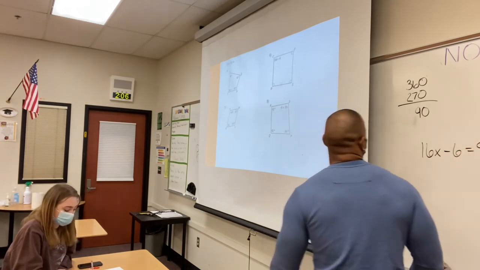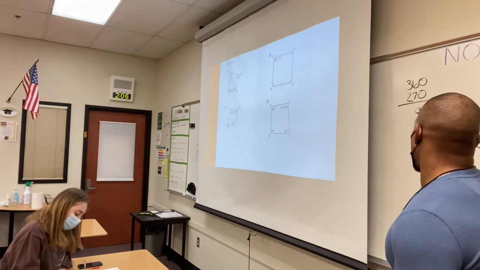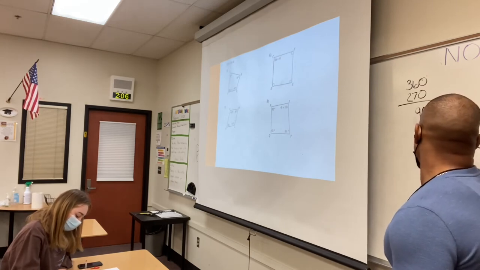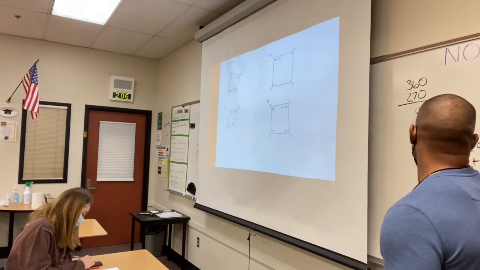16x minus 6 equals 90. Okay. How do I solve? Walk me through it. Plus 6 to each side. Add 6. Add 6. 96.